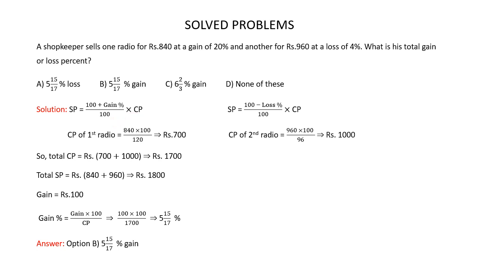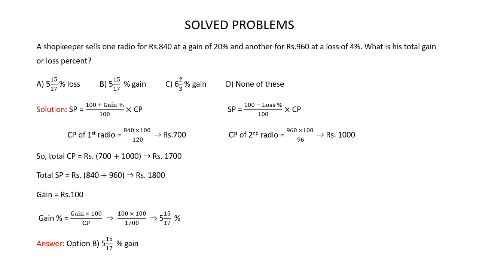So here selling price is 840 and gain percent is 20. Now substituting these values in the formula here, we can calculate the cost price. So cost price of the first radio is equal to 840 multiplied by 100 divided by 100 plus 20, which is 120. On solving this, we get the cost price of the first radio as rupees 700.